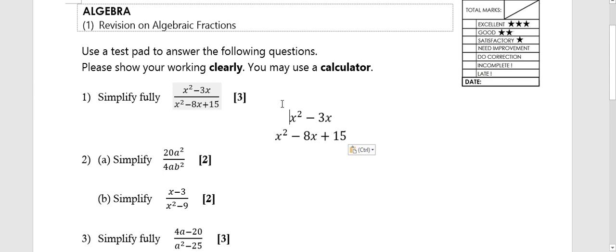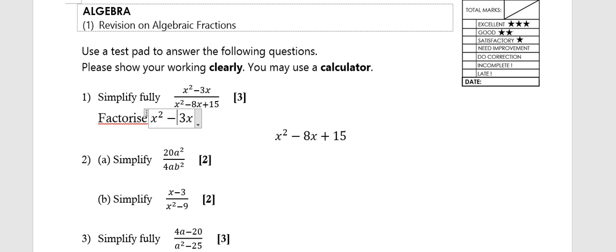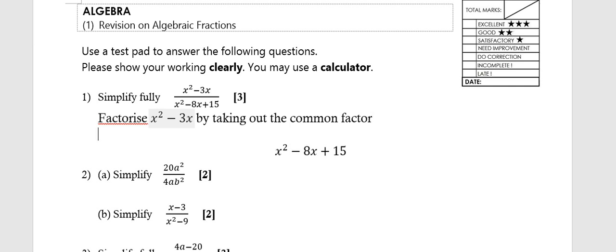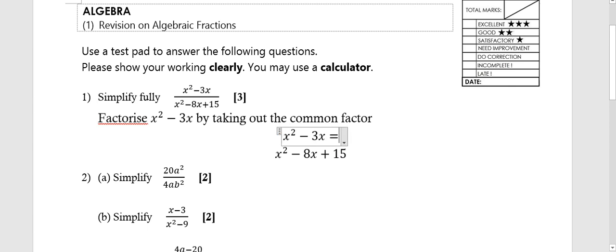So here, let's factorize x squared minus 3x. How do you factorize it? You have to take out the common factor. When you take out x, you have x squared minus 3x equals x brackets x minus 3.